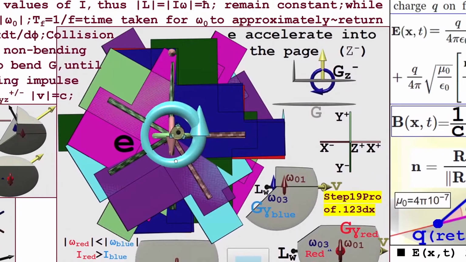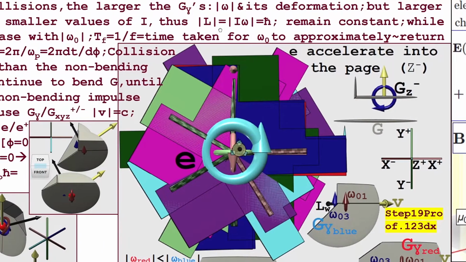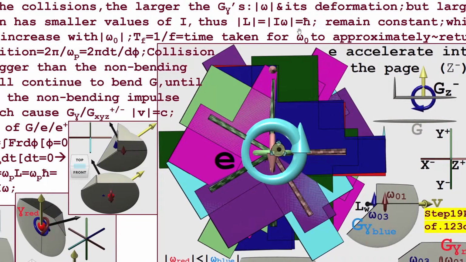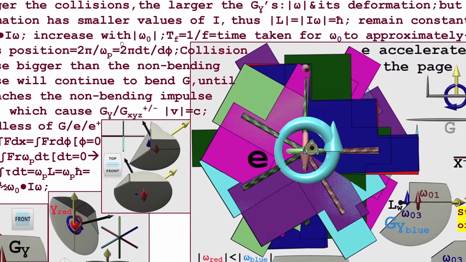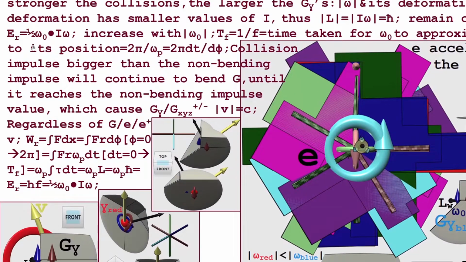But larger deformation has smaller moment of inertia. Thus, the magnitude of the photon angular momentum, which is the product of its moment of inertia with its angular velocity, remains constant for any photon, and equal to the reduced Planck constant. On the contrary, the photon rotational energy, which is half the dot product of its angular momentum with its angular velocity, increases as the magnitude of the photon angular velocity increases.